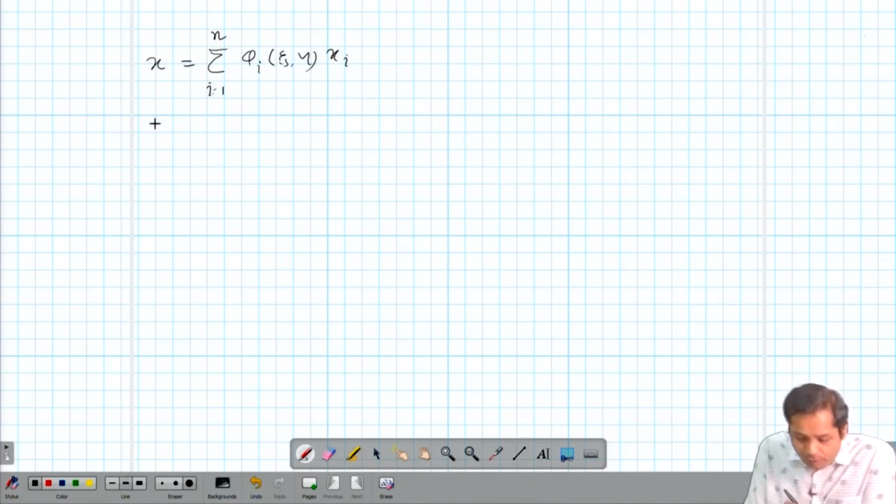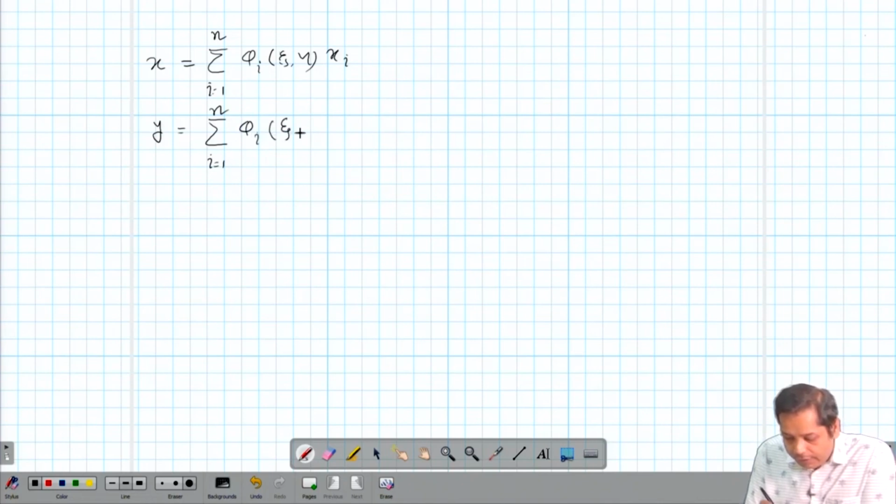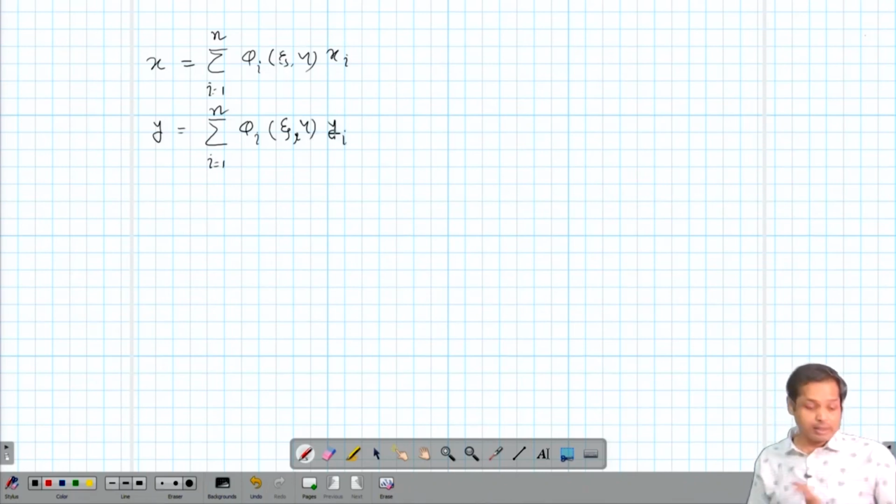And similarly y is equal to the summation of I equal to 1 to n of phi I, written again in the xi and eta coordinates, times yi. Okay, this we know.